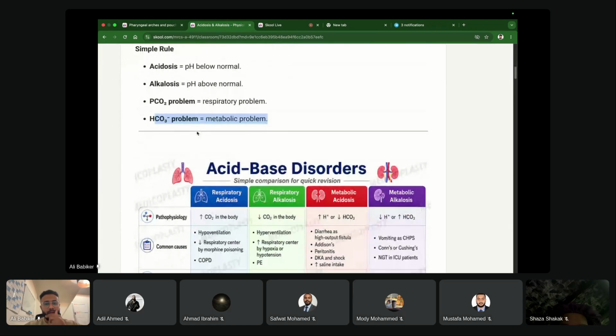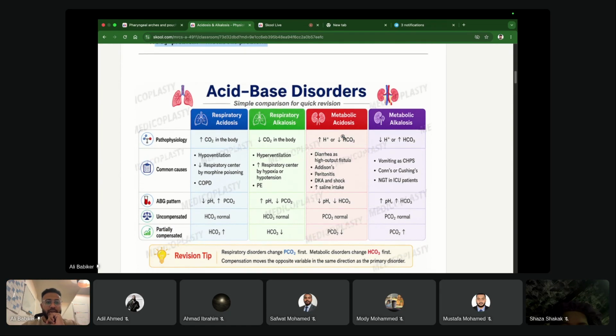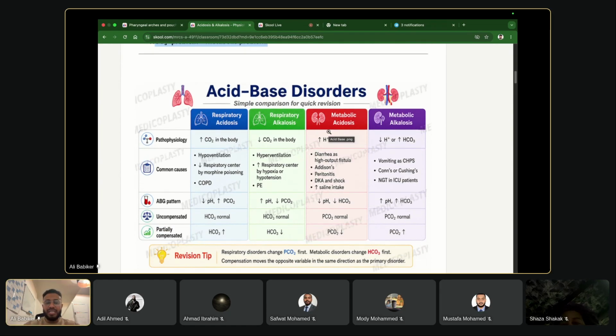Okay, acid-base disorders. This table will just summarize everything for you. However, we will go into details for each one.